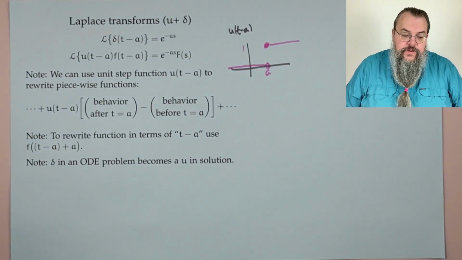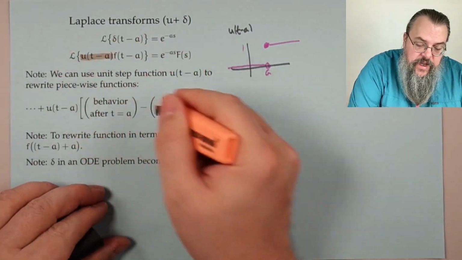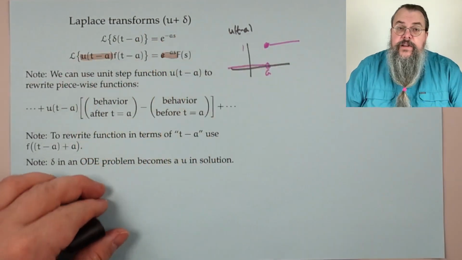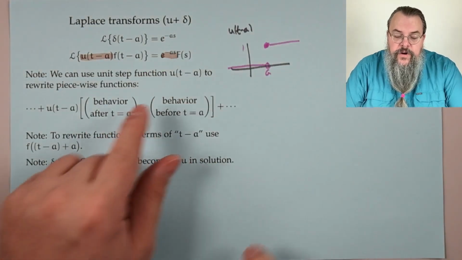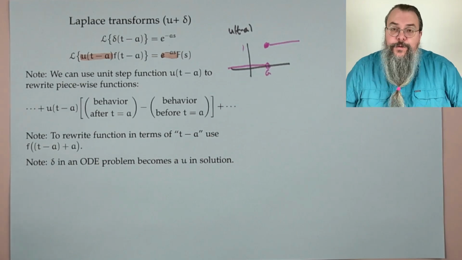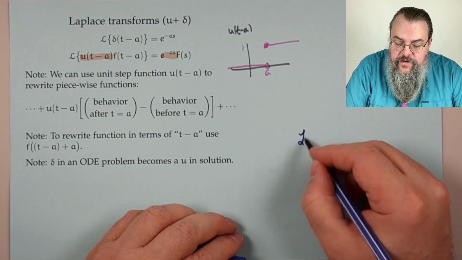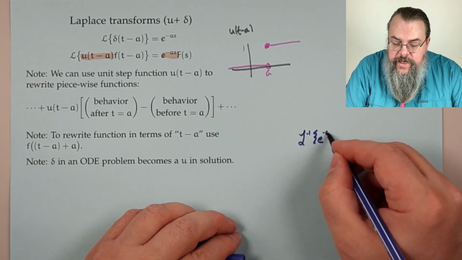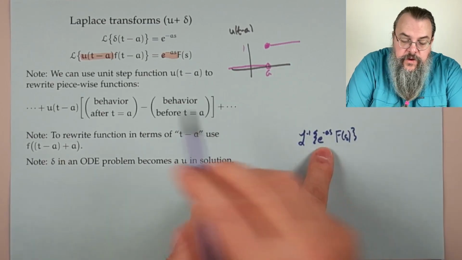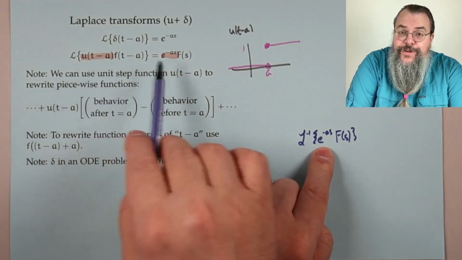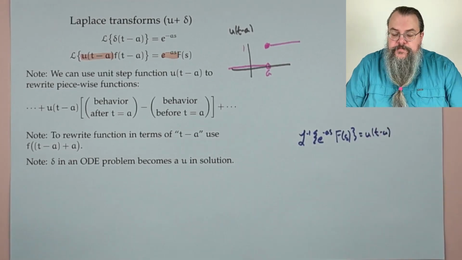So when you see this, okay, if you ever see a u of t minus a, you know that goes with e to the minus as. And in a similar way, remember, we have our pairing up. There are rules for Laplace, or rules for inverse Laplace. And so when you see the inverse Laplace of e to the minus as, well, this tells you that it pairs up with u of t minus a. All right, so that's u of t minus a.